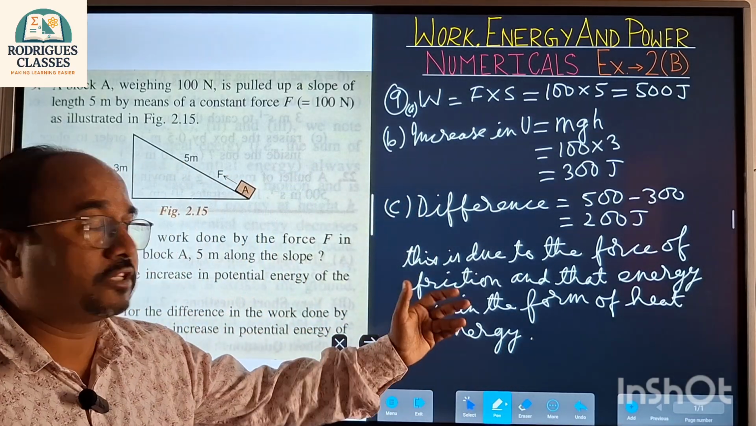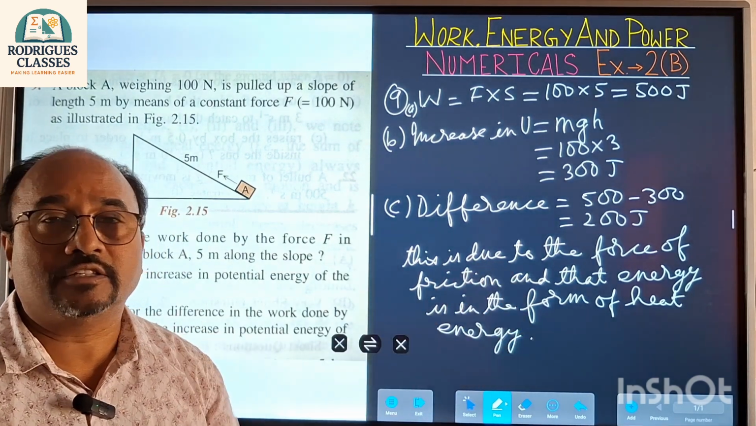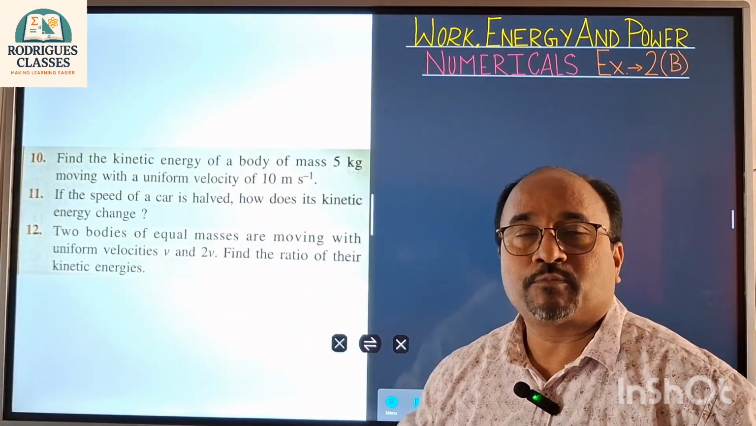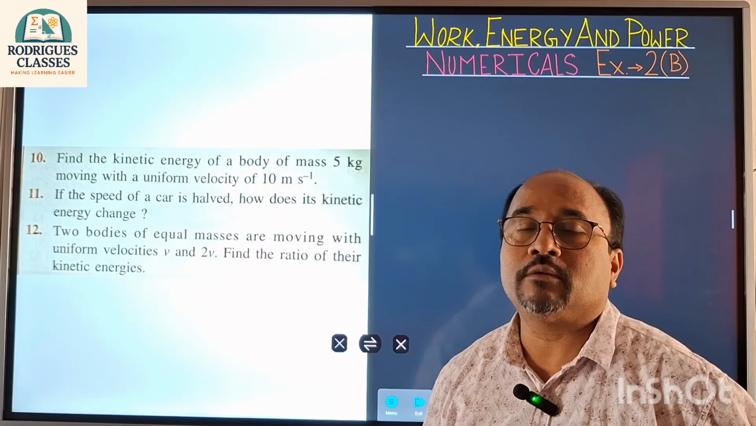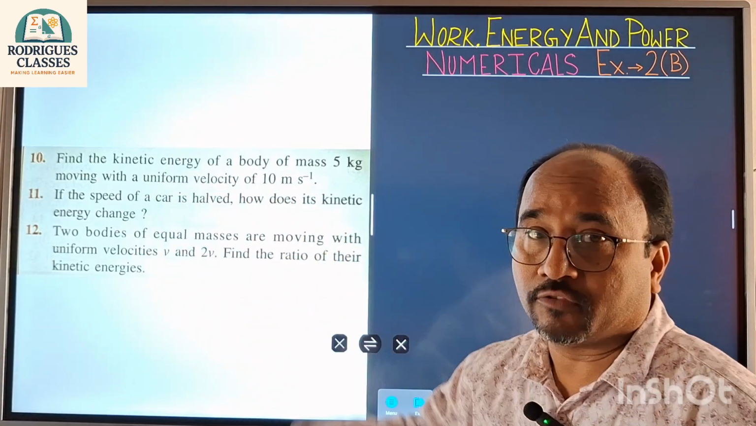So I hope this concept, why they don't come same in this case, is understood and the reason is known. So let us proceed further. Now you will get a few sums based on kinetic energy. So the 10th one is of kinetic energy.